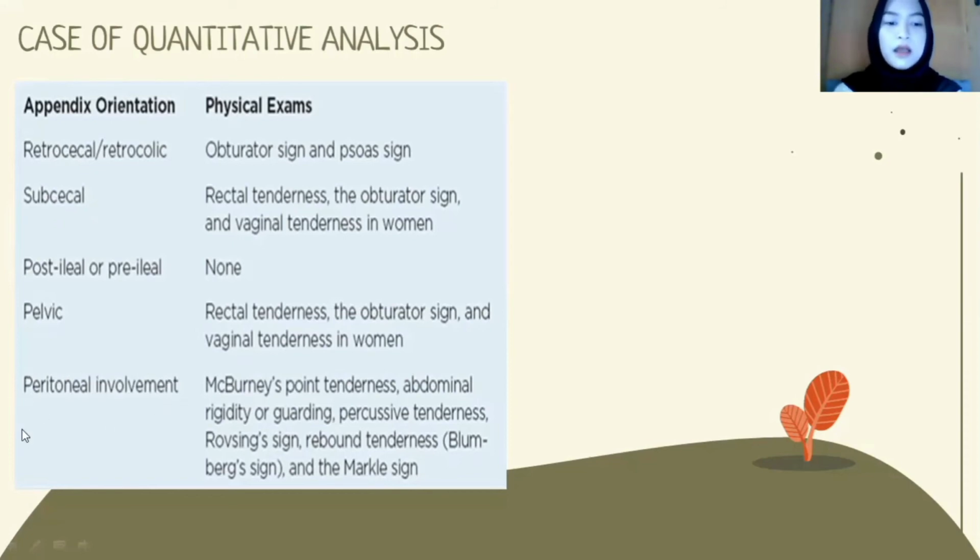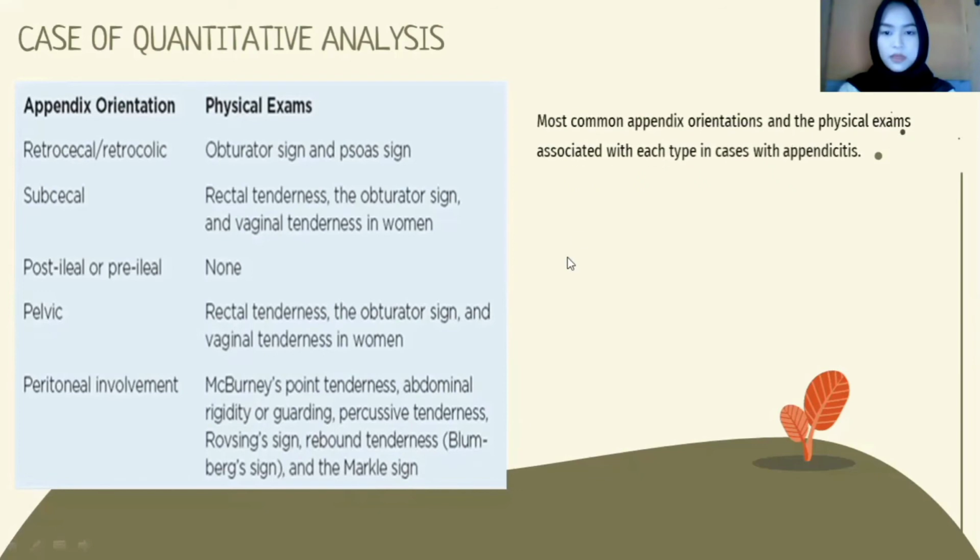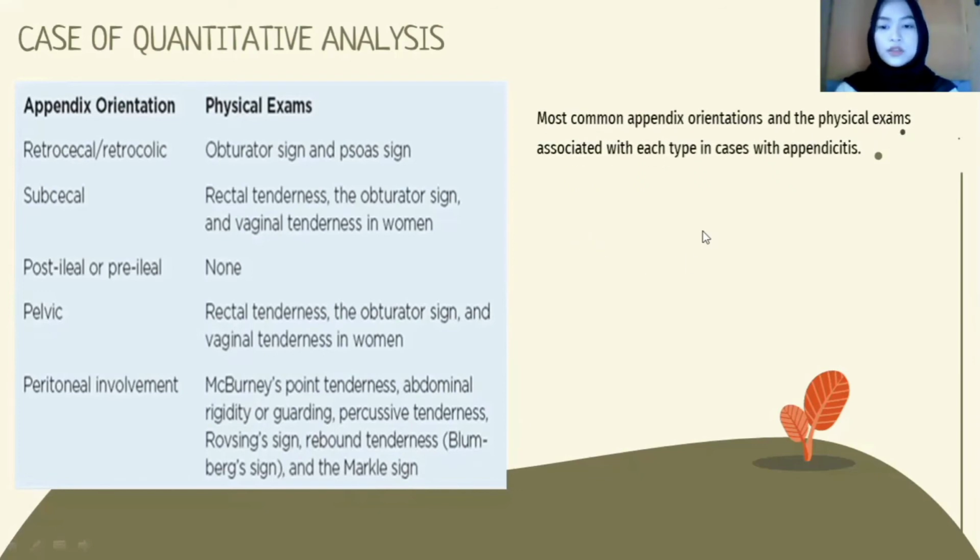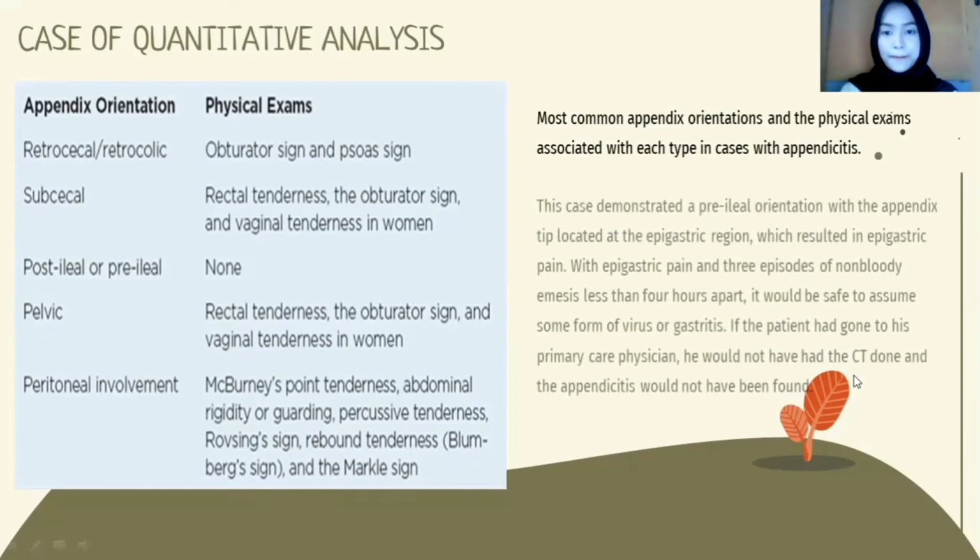Peritoneal involvement, physical examination: McBurney's point tenderness, abdominal rigidity or guarding, percussion tenderness, Rovsing sign, rebound tenderness or Blumberg sign, and the Markle sign. Most common appendix orientation and the physical examination associated with each type in a case with appendicitis.